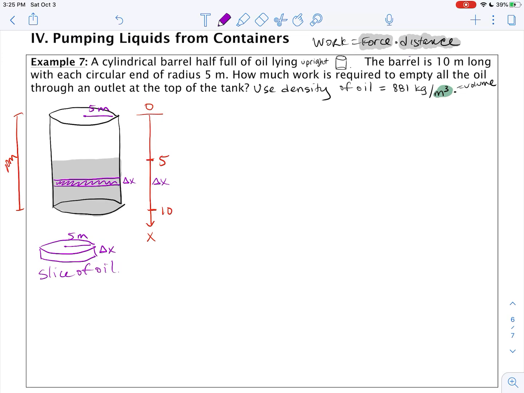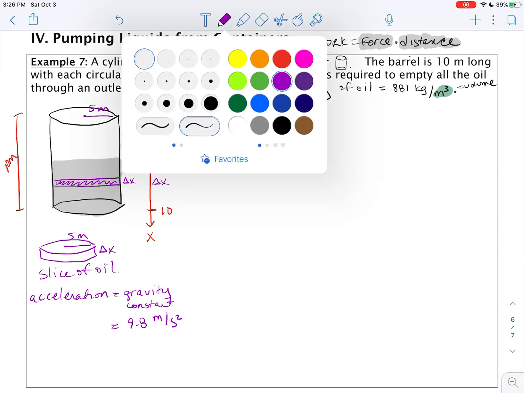And remember that force is equal to mass times acceleration, and our acceleration here is our gravity constant. And our gravity constant in meters per second squared on Earth is going to be 9.8 meters per second squared. So let's not forget that. But I'm going to go ahead and set up my integral here.